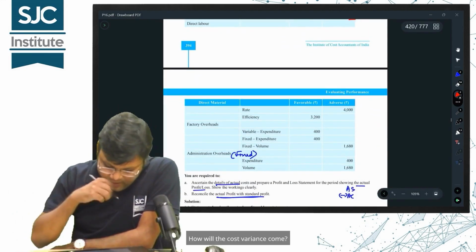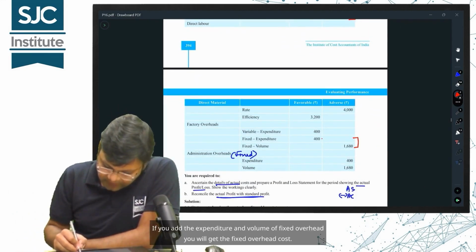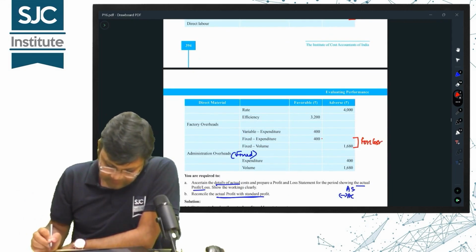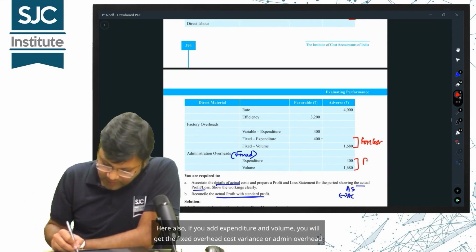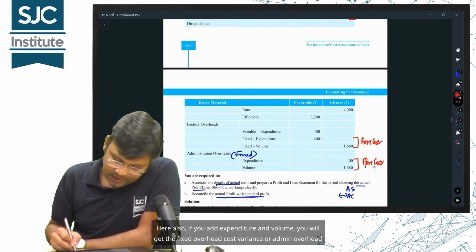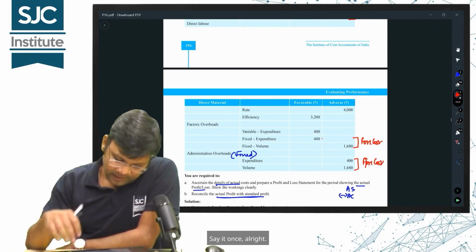How will the cost variance come? If you add the expenditure and volume of fixed overhead, you will get the fixed overhead cost variance. Here also, if you add expenditure and volume, you will get the fixed overhead cost variance or admin overhead cost variance. Saying it once, alright.